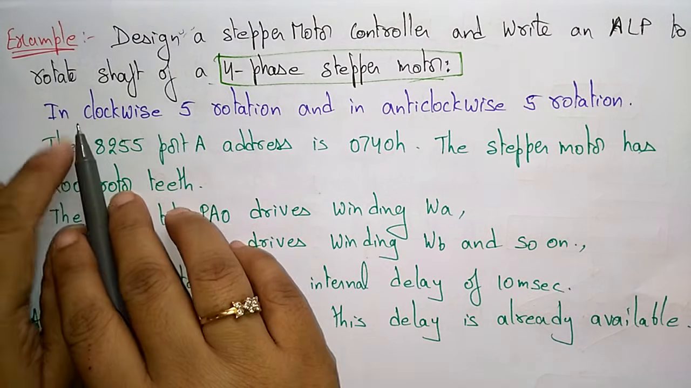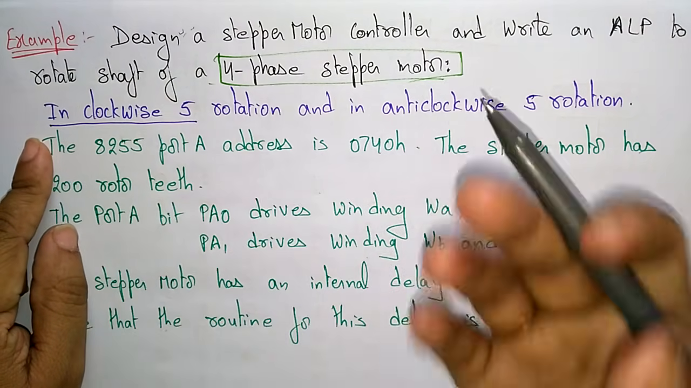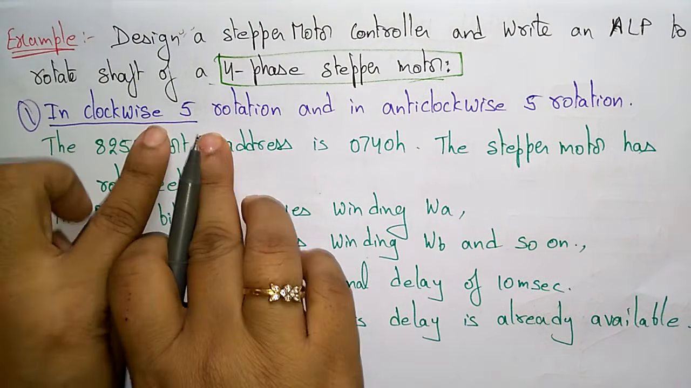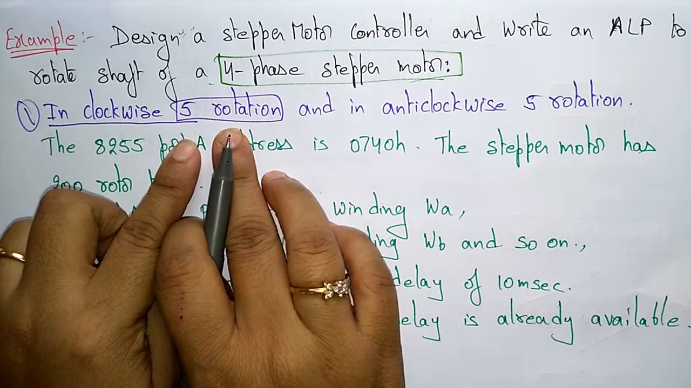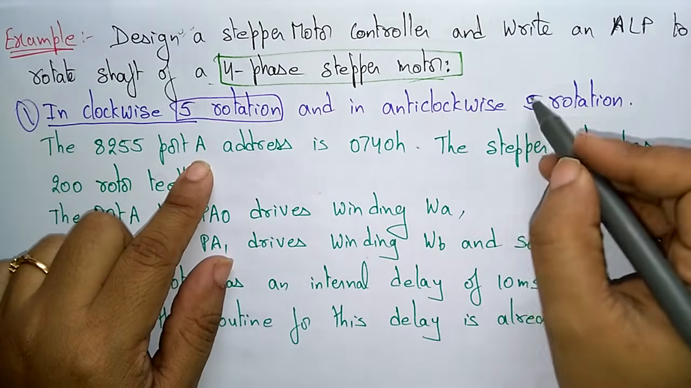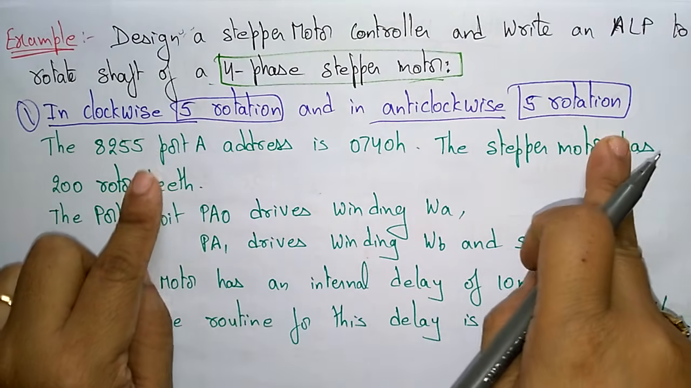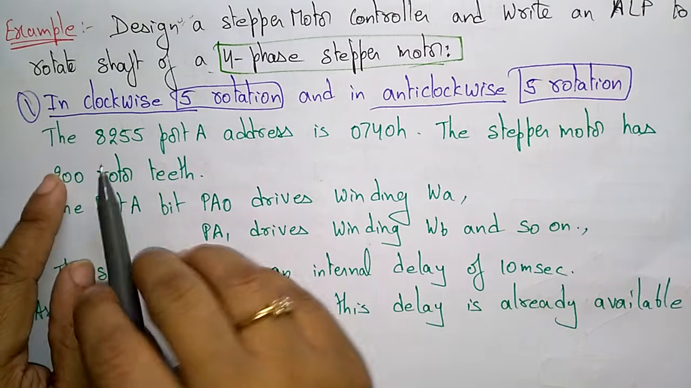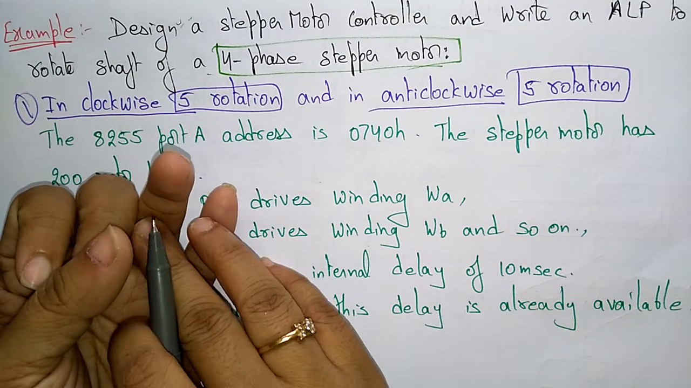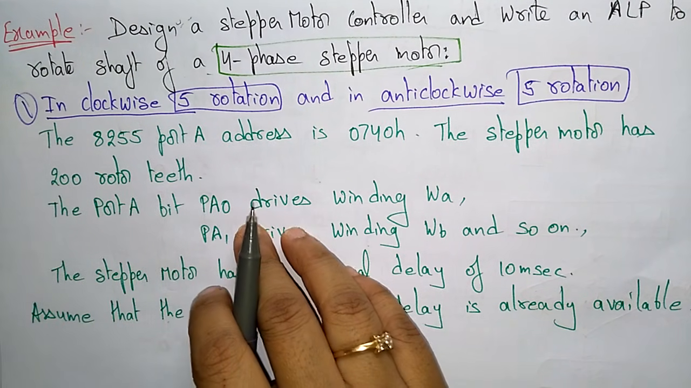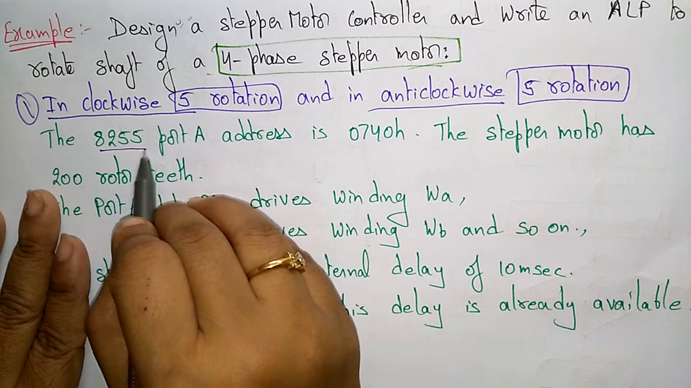So what are they? The motor is rotating in clockwise for 5 rotations, and also in anti-clockwise for 5 rotations. Clockwise 5 rotations, anti-clockwise 5 rotations. And whatever interfacing circuit you are taking, the digital to analog or analog to digital, the stepper motor will be interfaced with the 8086 microprocessor with the help of the 8255 port.